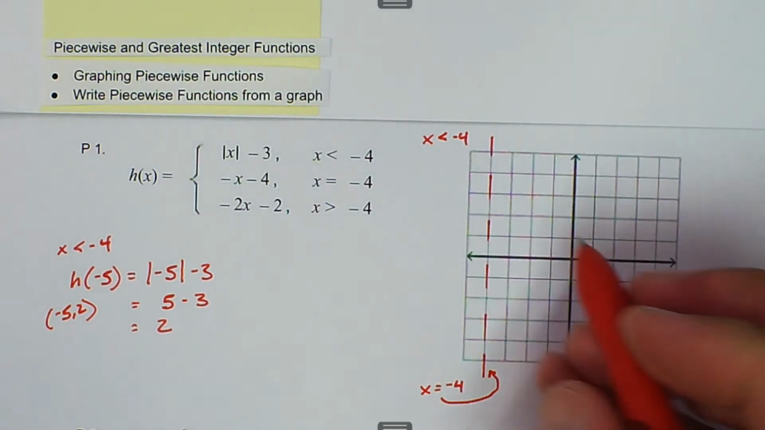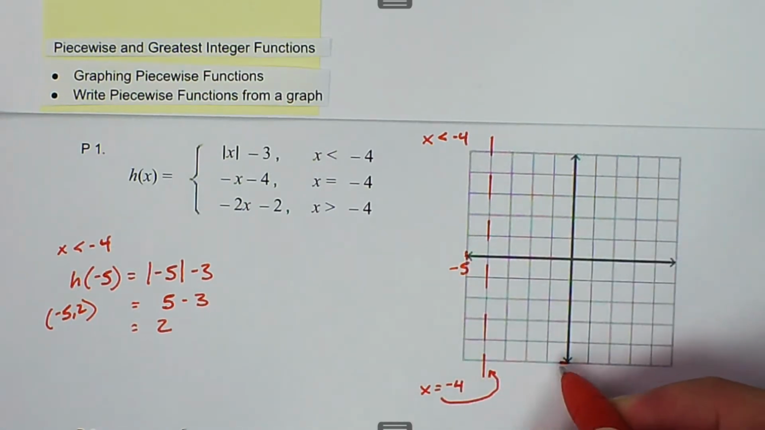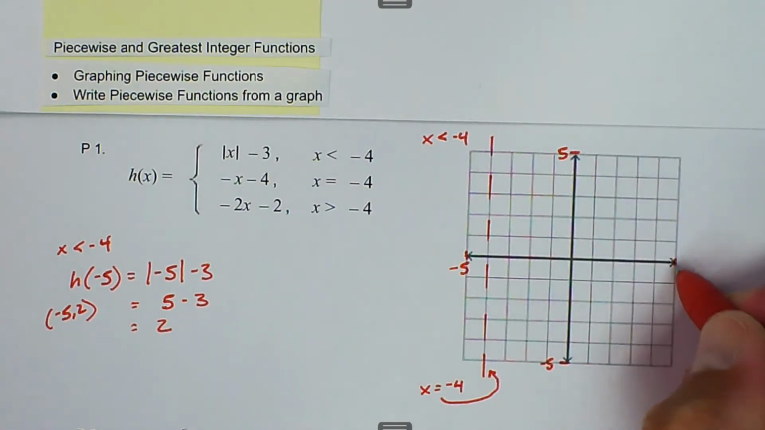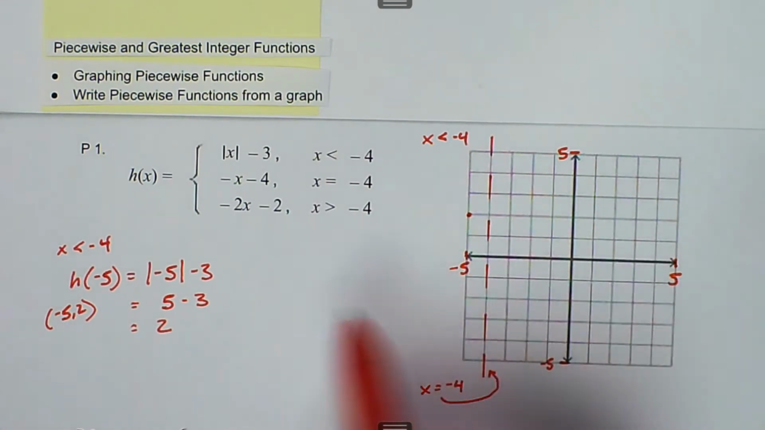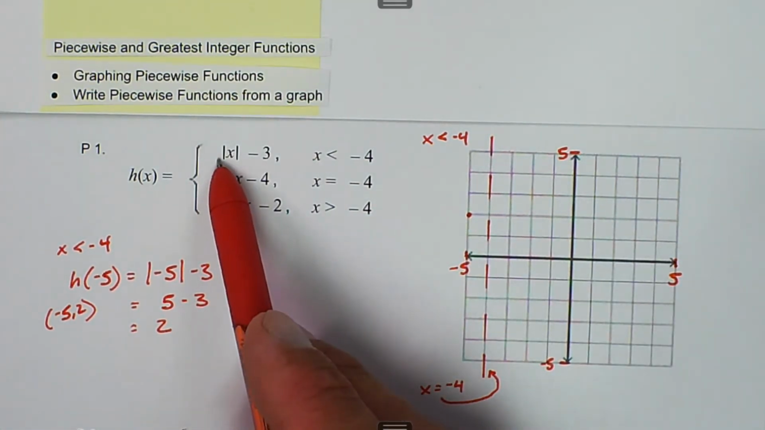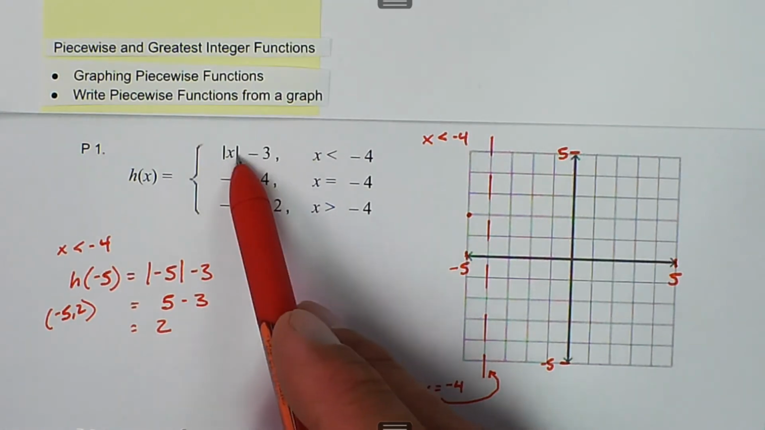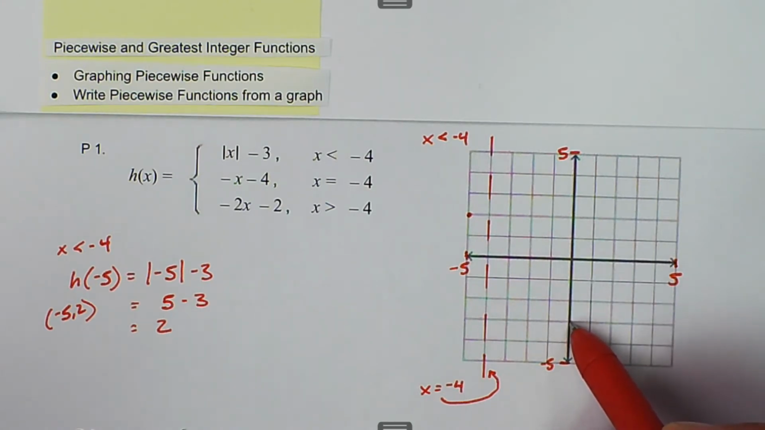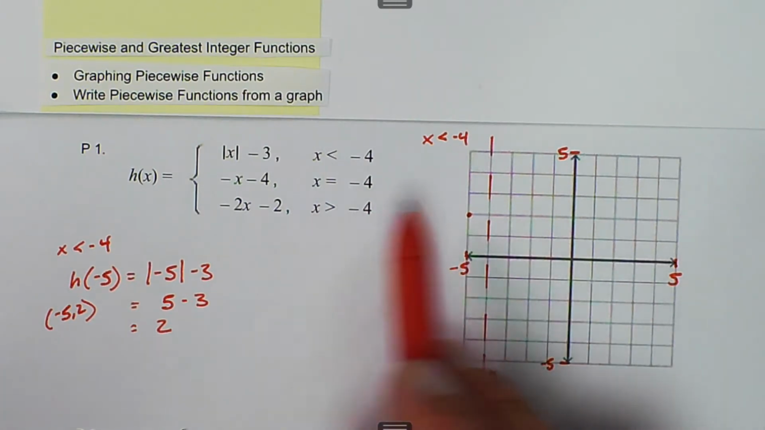So we have to set up our grid here. So -5 this way, -5 this way, 5 this way, and 5 this way. So -5, 2 is right there. And we know that our slope is +1. So from our vertex of the absolute value function, the vertex for this function will be at 0, -3. That would be down there, but we can't graph it because it's inside the restricted domain. So we can only graph the line that's to the left.